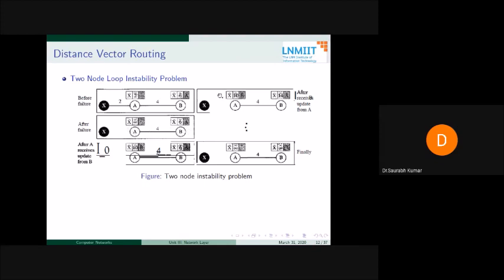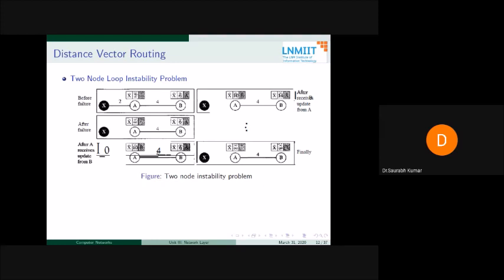The looping will go on until A's cost value to reach B is infinity and B's cost value to reach A is infinity. In that case, both A and B will independently understand that X is not reachable from them. That will be the final case, and until then there will be looping, which is not required in the network. This looping is known as the two-node loop instability problem.